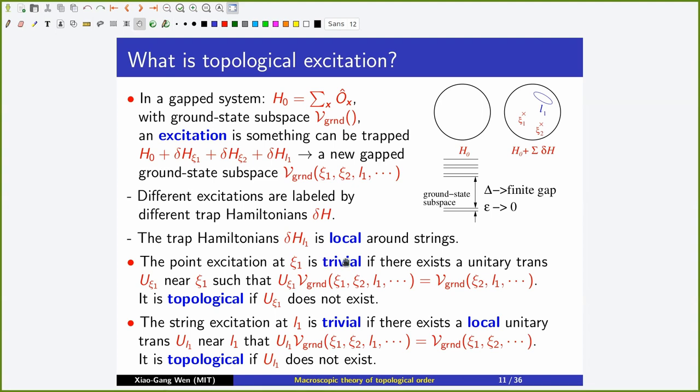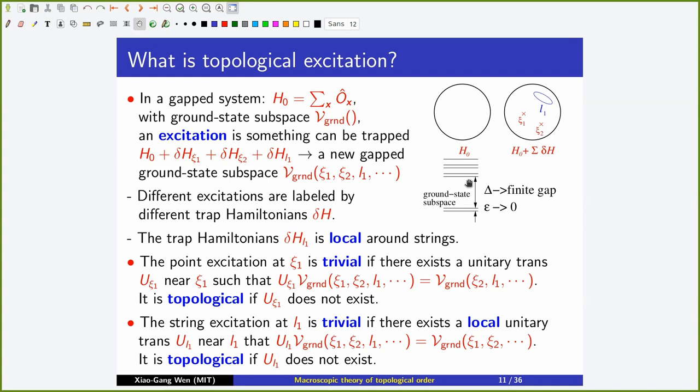So we need to define the equivalence. Okay, so equivalence is defined as this. If you can deform the trap Hamiltonian continuously without closing the energy gap, then we say this deformed trap is equivalent to the previous trap. If two traps can be connected by deformation without closing the energy gap, then we say these two traps are equivalent.